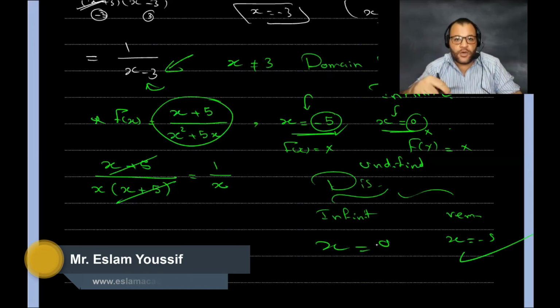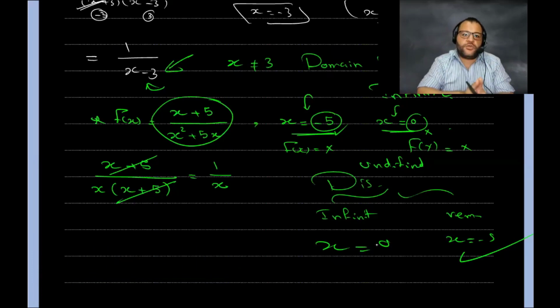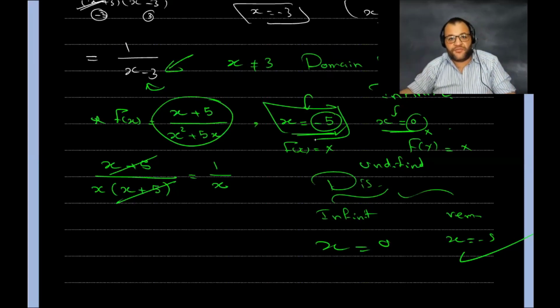You understand now what is the meaning of undefined? You can't remove the condition which makes the function undefined at x equals 0. You can remove it if you simplify the function and add it in the piecewise function.